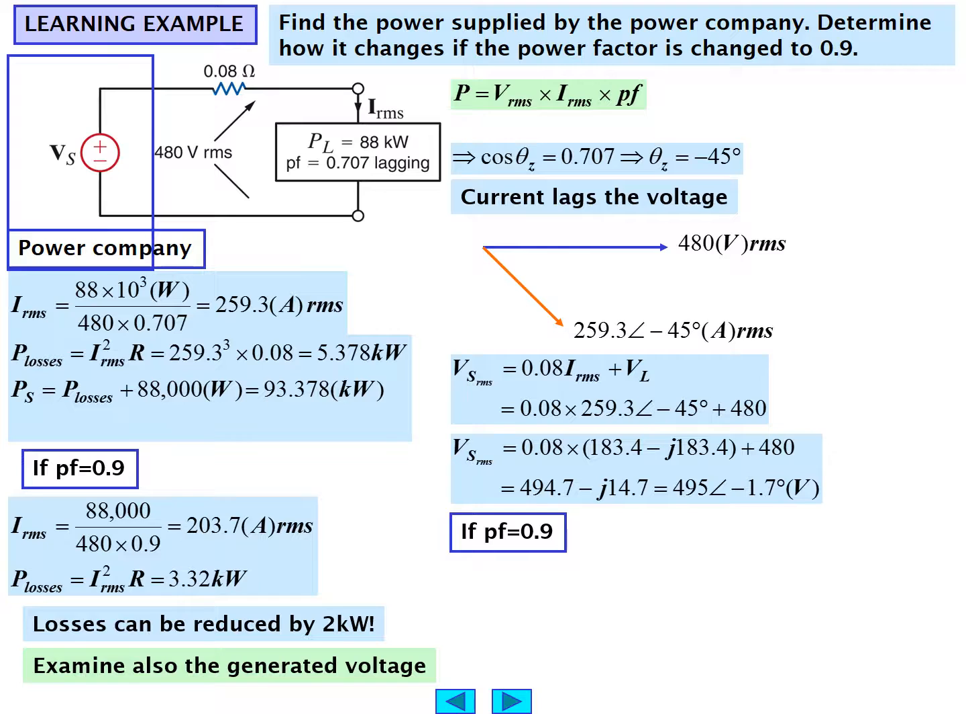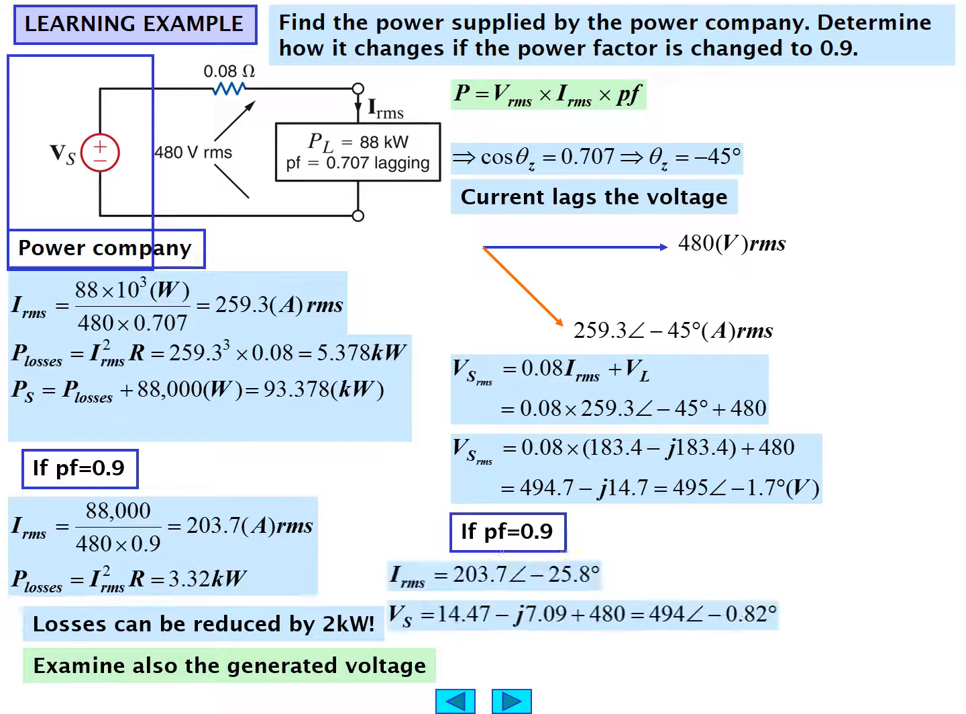If the power factor is changed to 0.9, we can redo the calculation using the new value of IRMS that we just calculated, and we find that V sub S then is 494 angle minus 0.82 degrees.